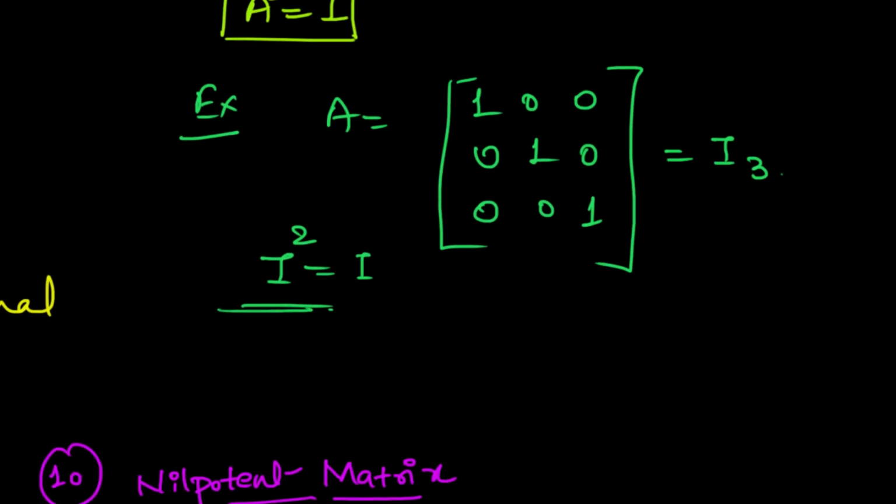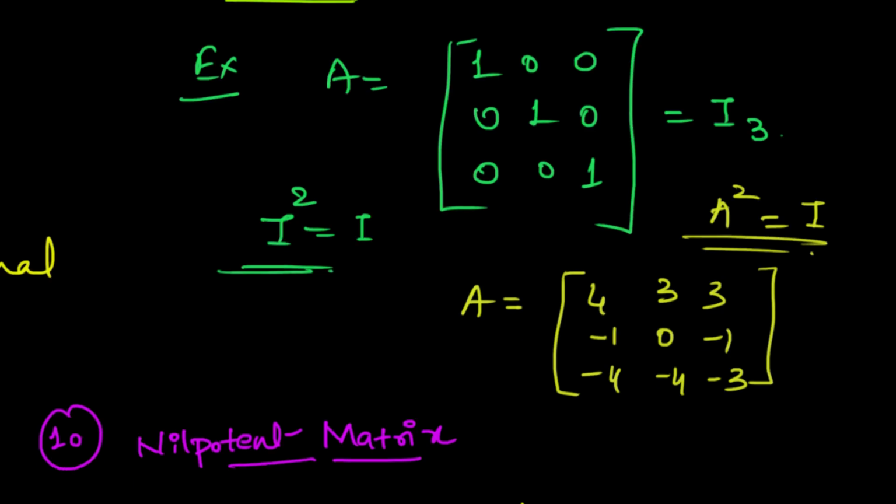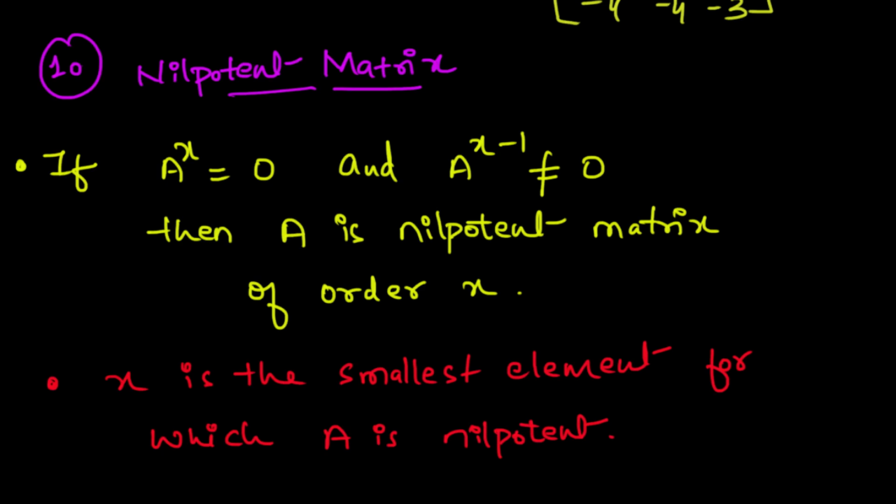Okay, I'll give you one example. You can try it out yourself. A equals 4, 3, 3, minus 1, 0, minus 1, minus 4, minus 4, minus 3. Find the value of A square and check whether it is equal to I. If you face any difficulty, let me know in the comments. I'll help you out.